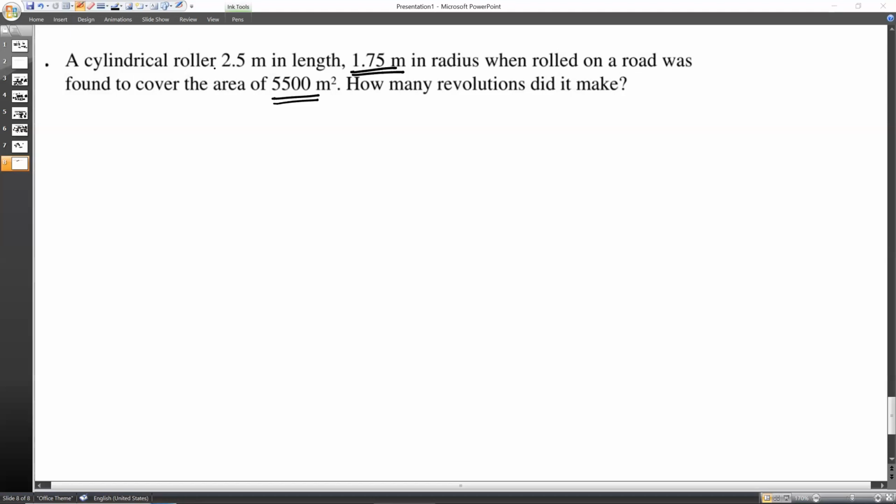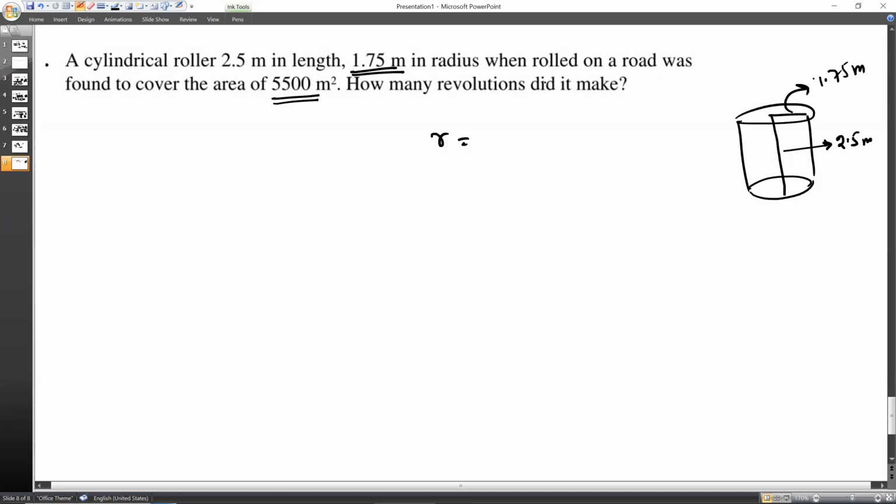A cylindrical roller has a radius of 2.5 meter. Sorry, it is not the length that is given. The length is 2.5 meter, and the radius is 1.75 meter.